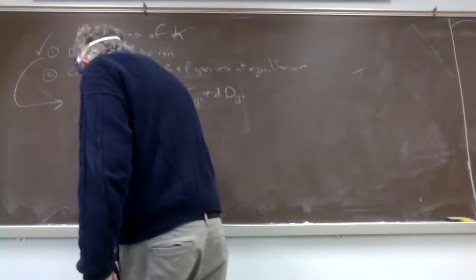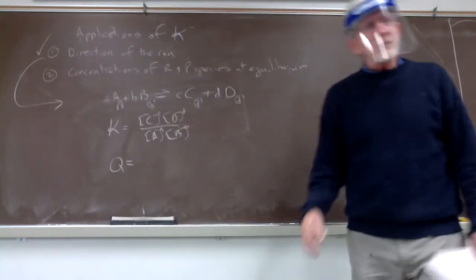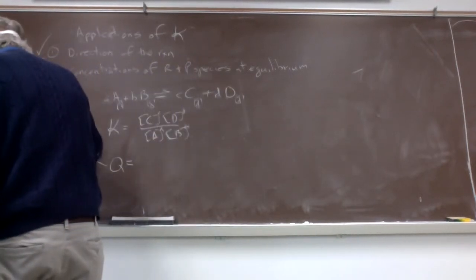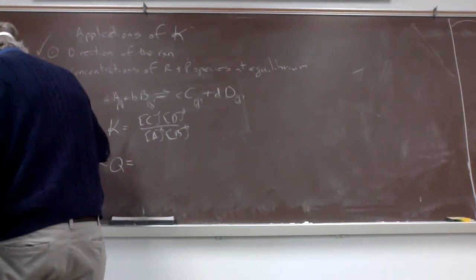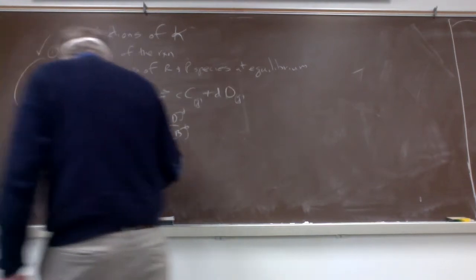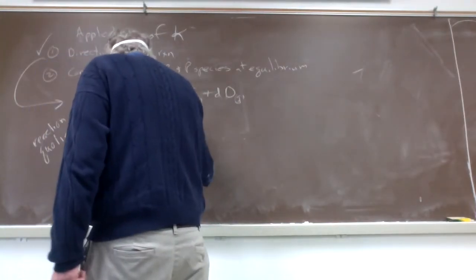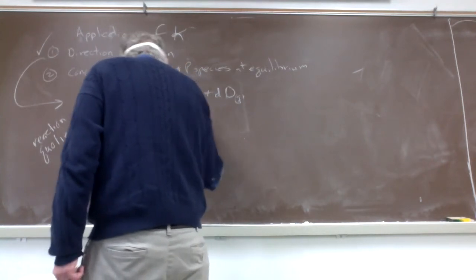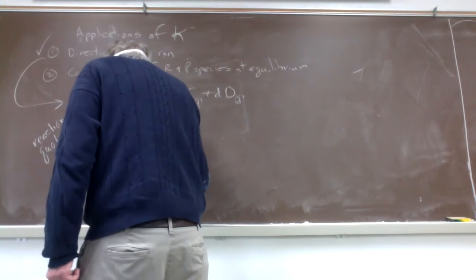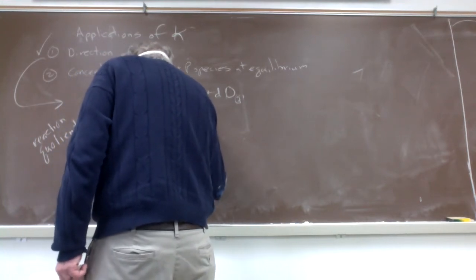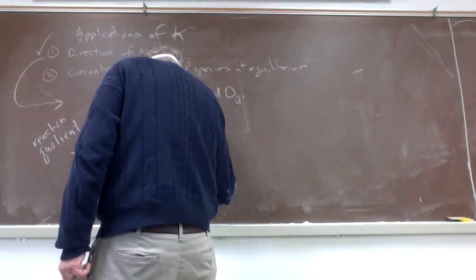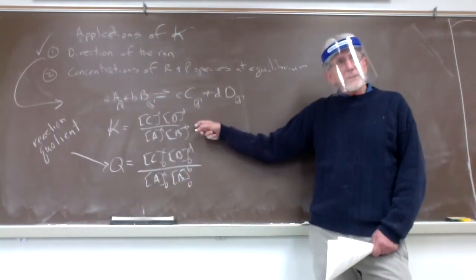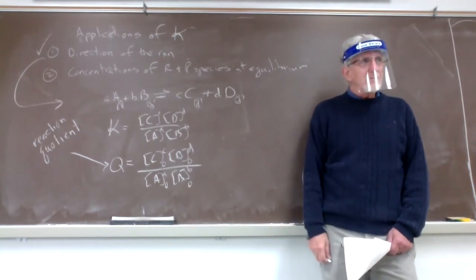Now, what is this idea of Q? That's the equilibrium constant. What is this reaction quotient? And this is what it is. The reaction quotient has exactly the same form as the equilibrium constant with one important exception. And what is the important exception or difference between the equilibrium constant and the reaction quotient?